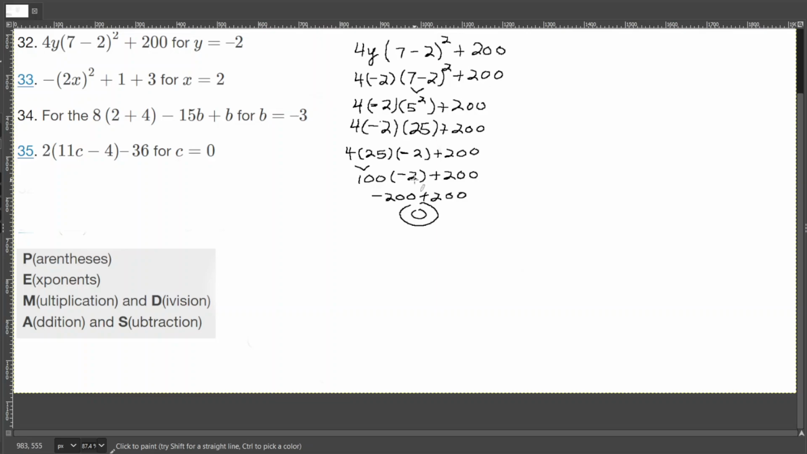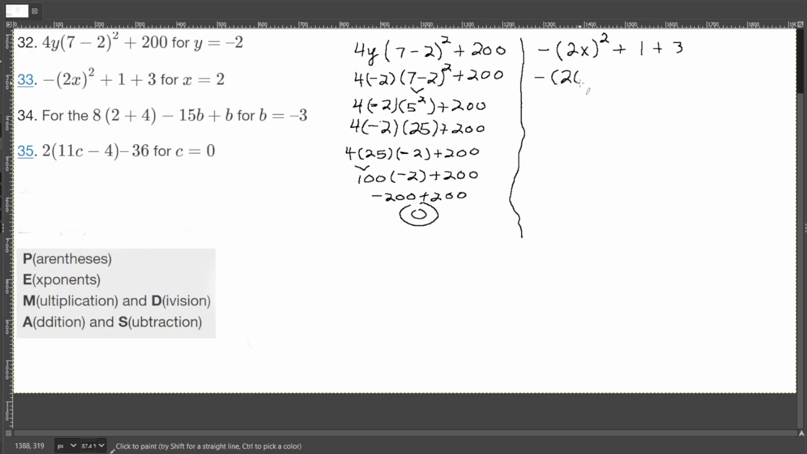So problem 32. I already feel like I'm almost out of room, so maybe I'll bust out the eraser and you guys might just have to bear with me as I try to fit all these problems in the board. But anyway, so next we have negative 2x, everything squared, plus 1 plus 3. Okay, so x is equal to 2.